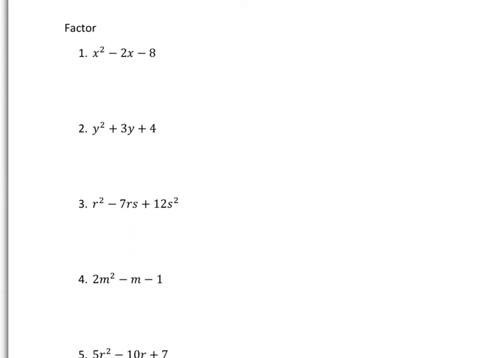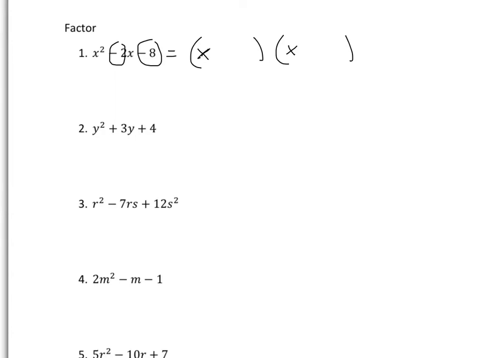So, some basic ones to get started. We've got x squared minus 2x minus 8. In order to factor this, we've got the x and the x, and we need to find two numbers that multiply to negative 8 and add to negative 2.